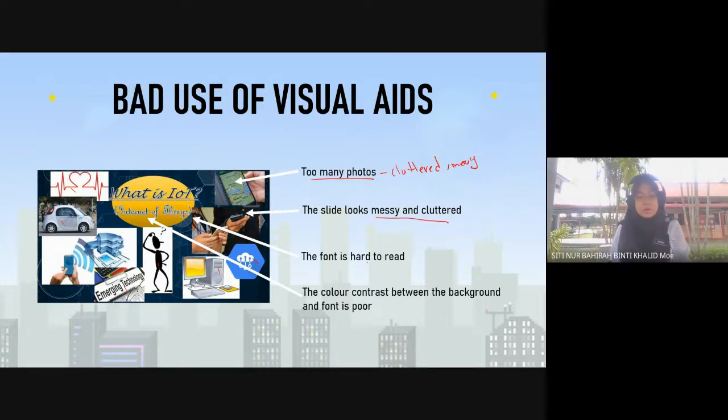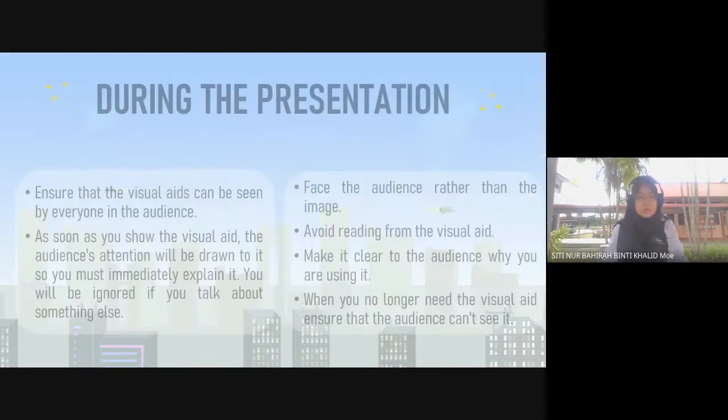The font is also hard to read. If you look at this font, it's actually difficult for you to read because it's cursive, it's connected. And the color contrast is also poor because the background is blue and the color of the font is also blue, which makes it difficult to read. So these are examples of bad visual aids.